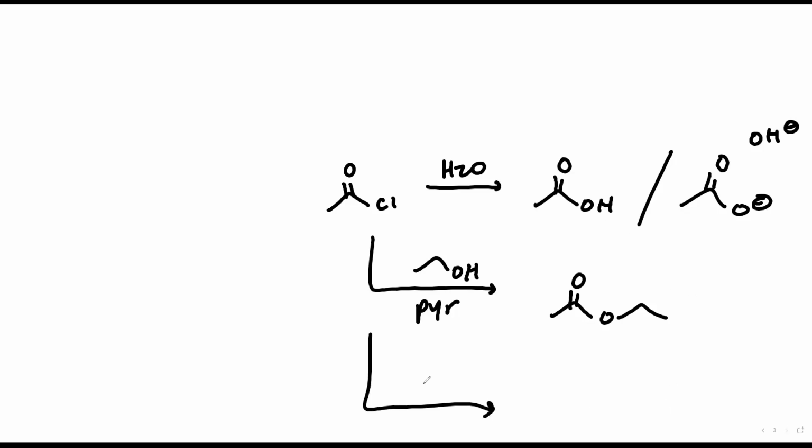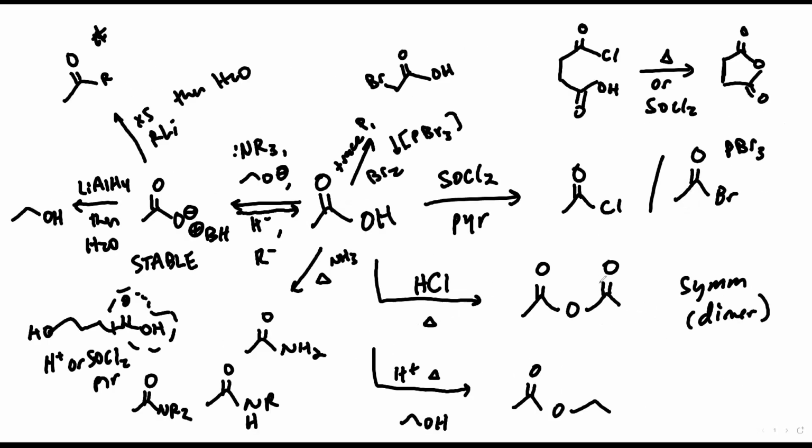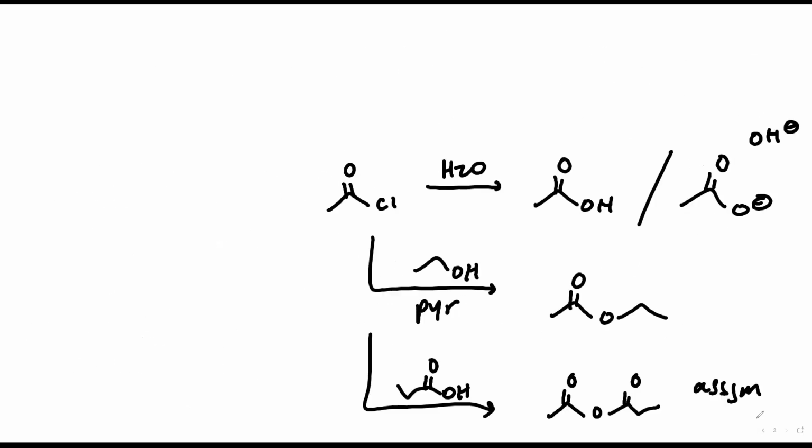Hey, guess what? If I have another carboxylic acid, different from the carboxylic acid that made my acyl halide, what I get is an asymmetric anhydride. Remember earlier I mentioned that to make symmetric anhydrides, you would dimerize an acid by throwing in some HCl. In this case, if I wanted to make it asymmetric, I'd go through the acyl halide.